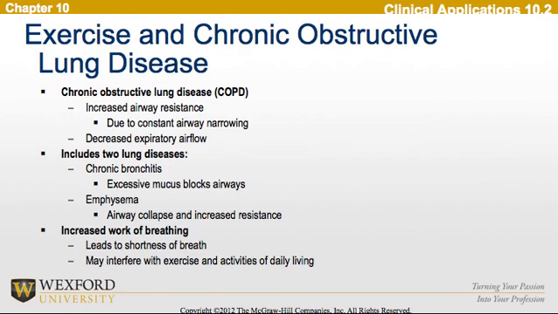If we look at exercise and chronic obstructive lung disease, we see that during chronic obstructive lung disease, there's an increased airway resistance due to a constant airway narrowing, which leads to a decreased expiratory airflow. This includes two different types of lung diseases. This would be chronic bronchitis, where excessive mucus blocks the airways, and emphysema, where airway collapse leads to an increased resistance. We ultimately see an increased work of breathing, which leads to shortness of breath and may interfere with exercise and activities of daily living.